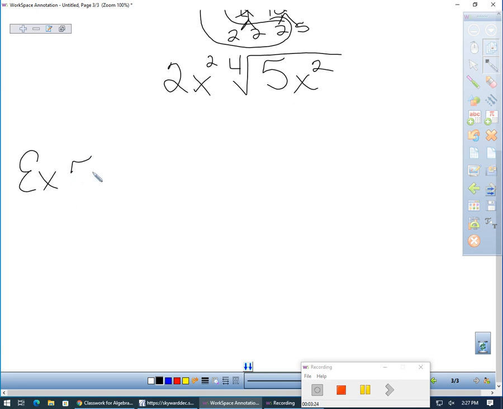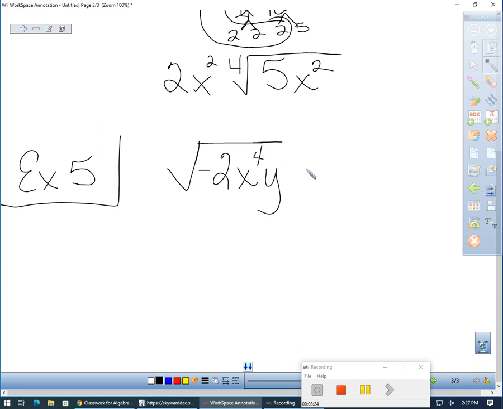Example number 5. Example number 5, let's go with the square root of negative 2 x to the 4th y times the square root of 2 x to the 2nd y.